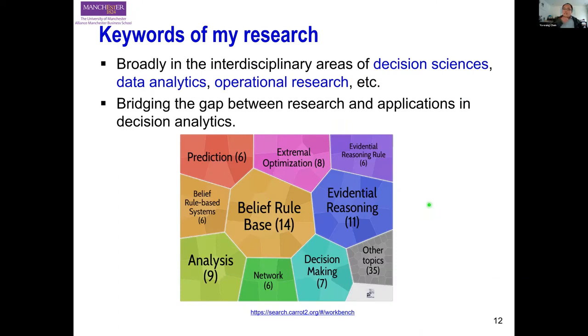So in the past years, my research has focused mainly on multiple criteria decision analysis, using information from different sources. We consider information representation, inference, and data analytics. So here is a small web search cluster analysis of the titles of my publications published in the past decade. The keywords for my publications include belief rule-based models, evidential reasoning, also decision making, prediction, analysis, network, and so on.